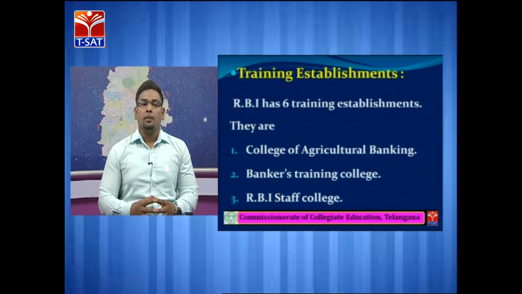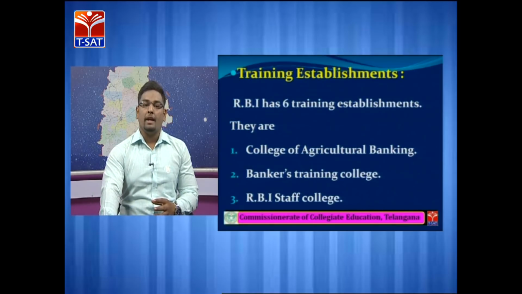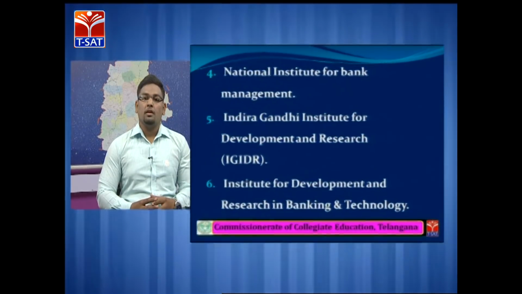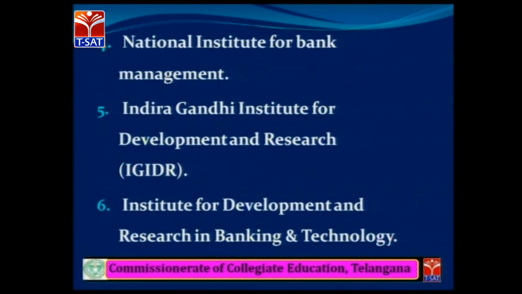Now we are going to learn about training establishments. RBI has 6 training establishments. They are: number 1, College of Agriculture Banking. The second one is Bankers Training College. The third one, RBI Staff College. The fourth one, National Institute for Bank Management. The fifth one being Indira Gandhi Institute for Development and Research. The sixth one is Institute for Development and Research in Banking and Technology.